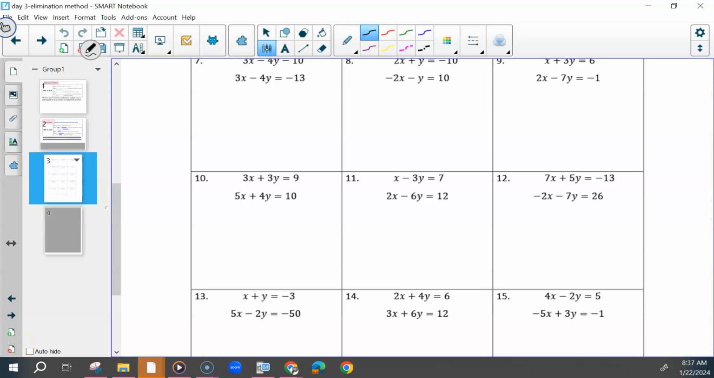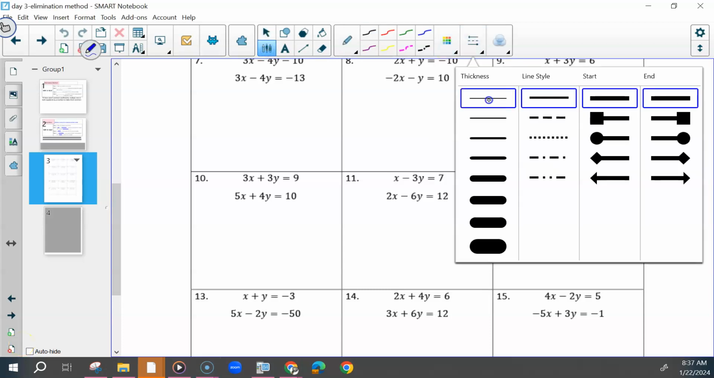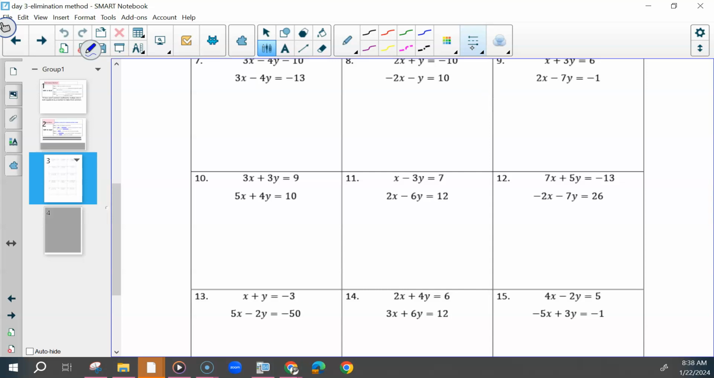So let's try number 10. Just a refresher on our rules, we're trying to eliminate one of the variables that has common coefficients. Right now we don't have that. So we have a choice to make. Do we want to eliminate the x's or the y's? You guys choose.